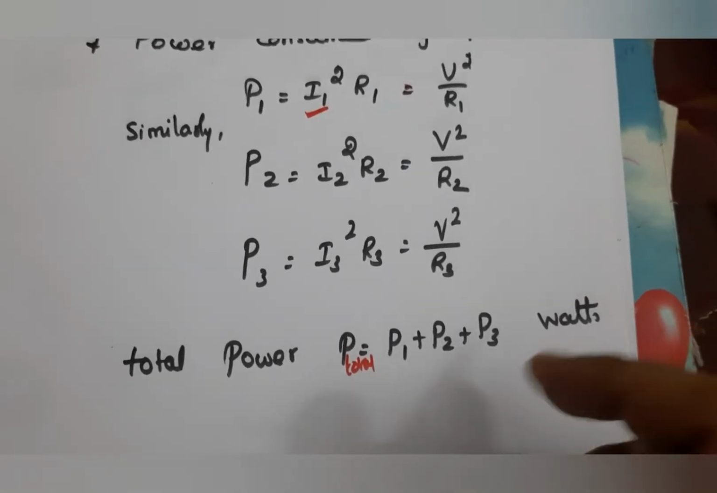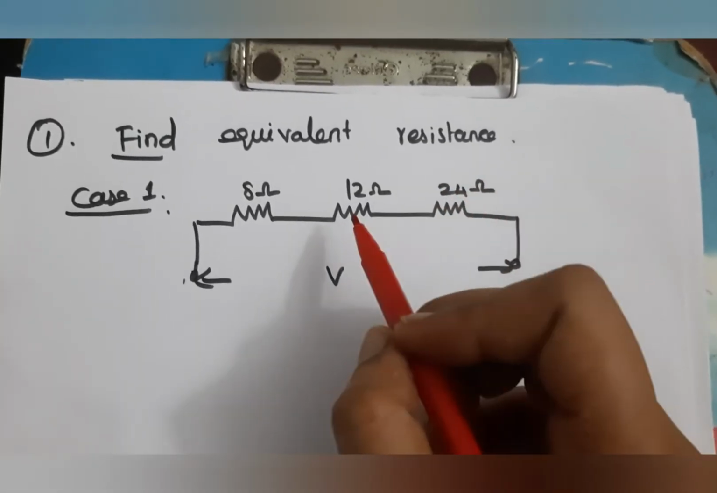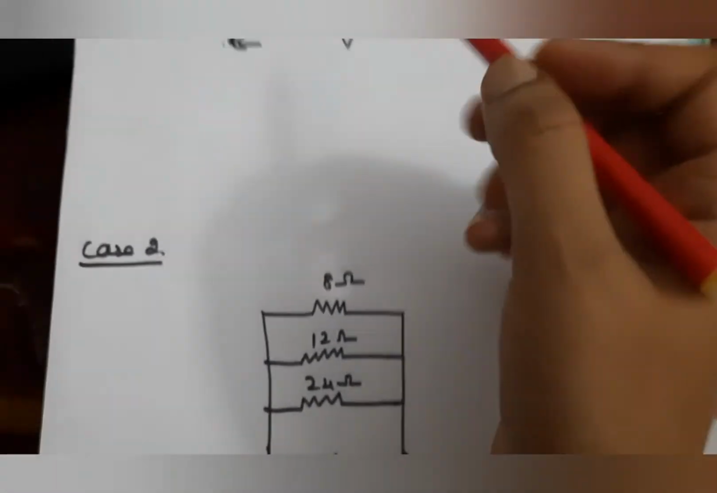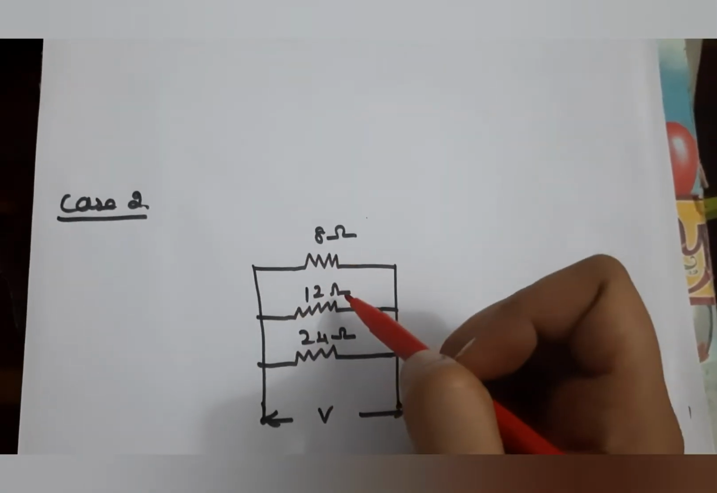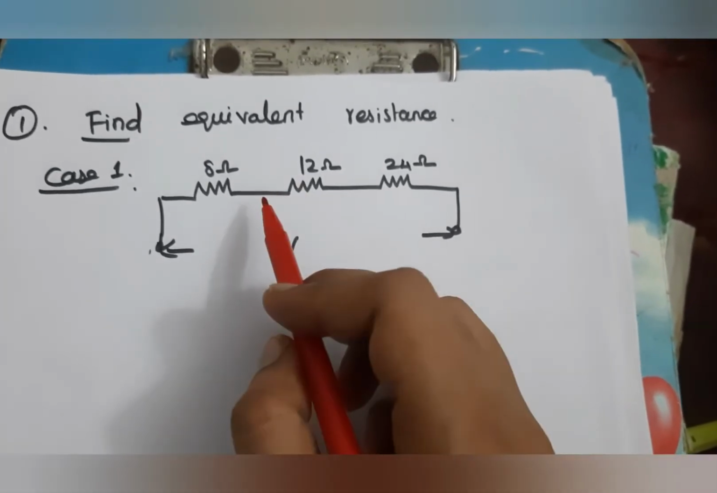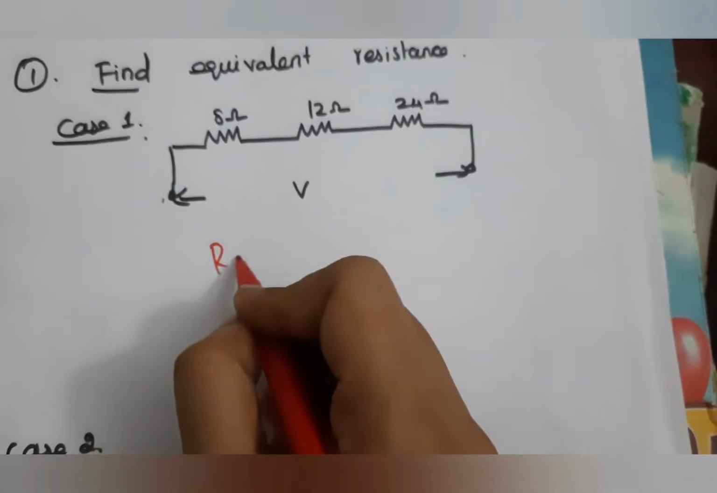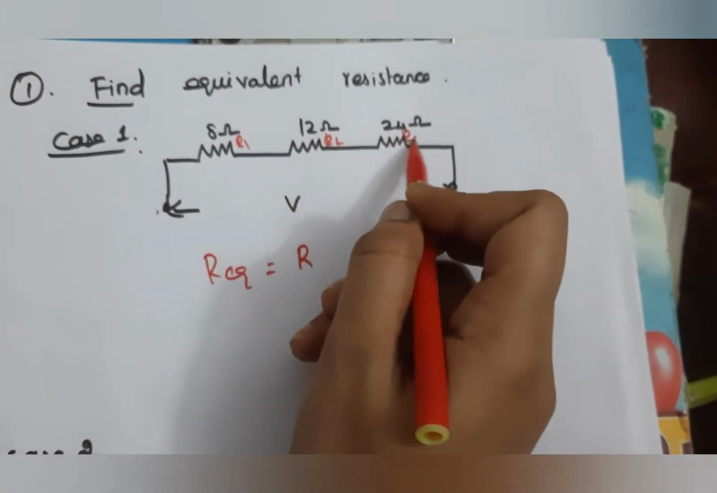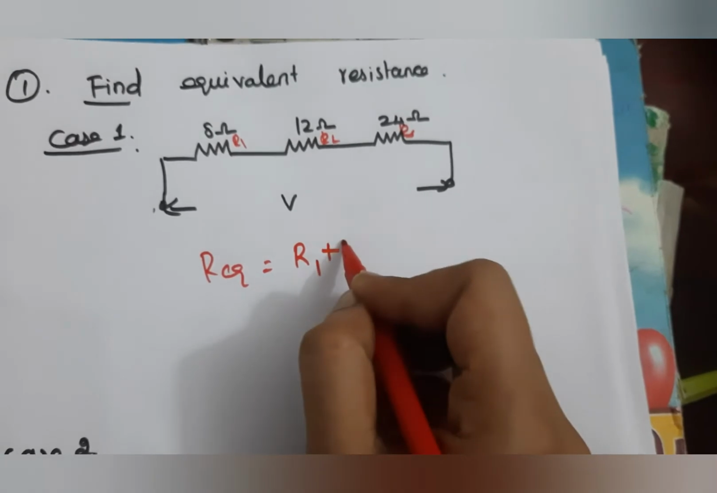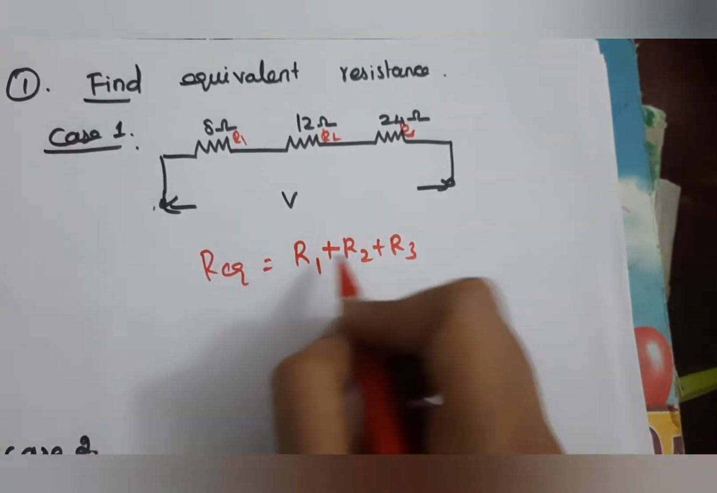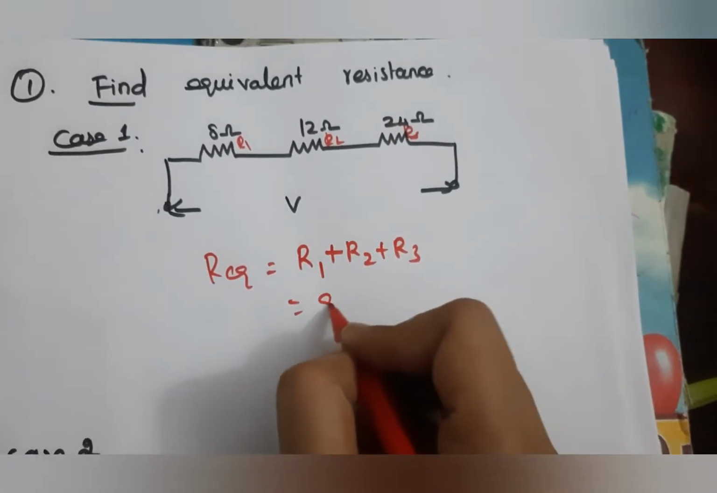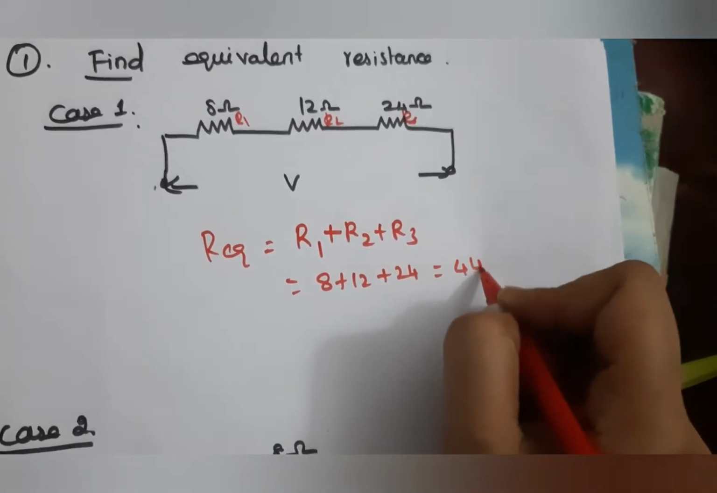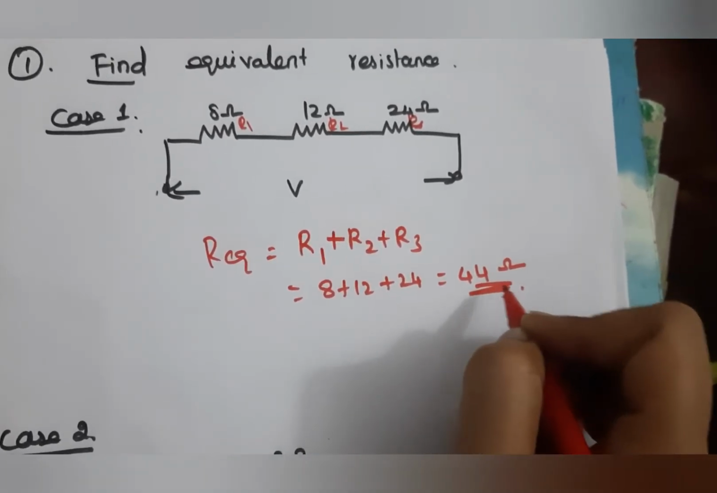And now we solve the problems. Find the equivalent resistance of this connection in series connection. This is considered as case 1, and the same resistances are connected in parallel in case 2. So first we find the equivalent resistance for the series connection. Consider this is R1, R2, R3. So R equivalent is equal to R1 plus R2 plus R3. We just add all the resistors. So here the value is 8 plus 12 plus 24. That will give 44 ohm. So the R equivalent here is 44 ohm.